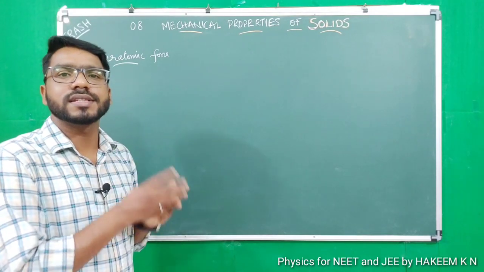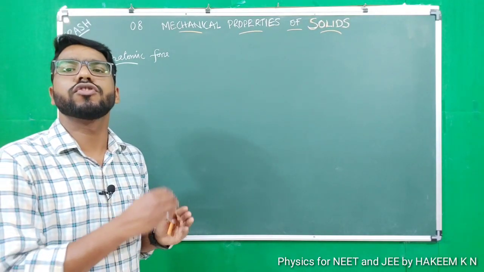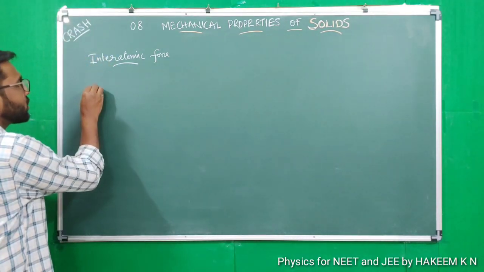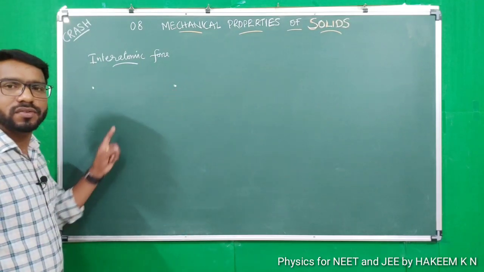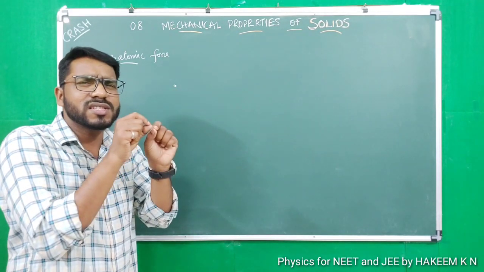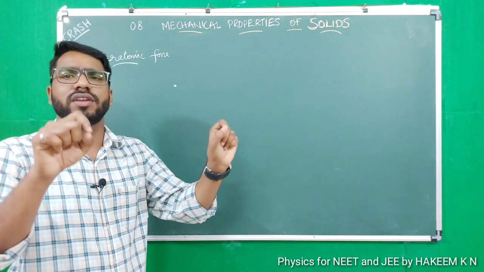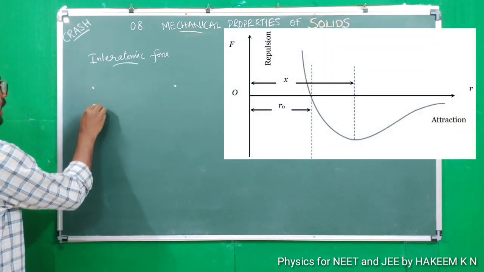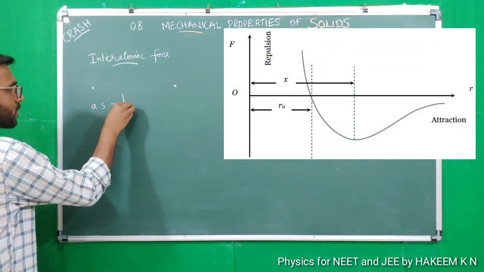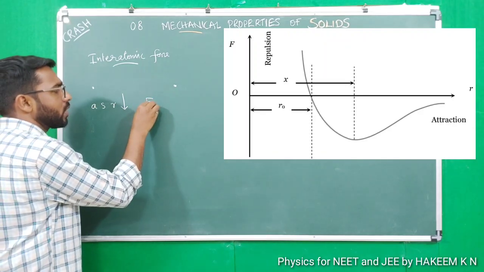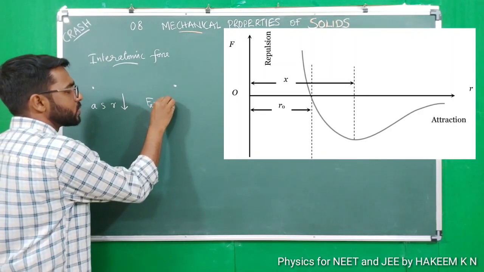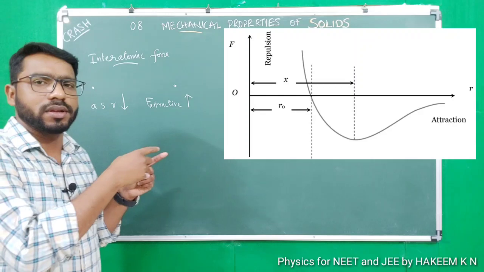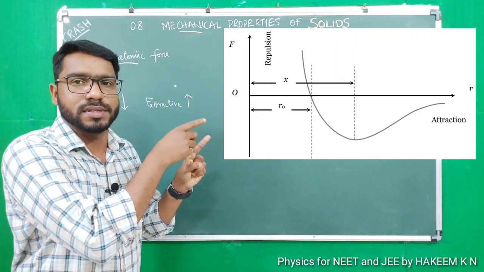The first point we are discussing in this chapter is interatomic force between atoms. When atoms are at a large distance, there is a small interatomic attraction. As distance decreases, that interatomic attractive force increases. Attractive force is always negative, represented as negative.